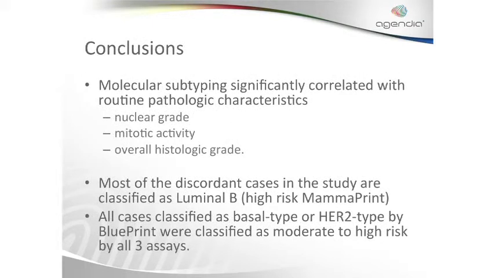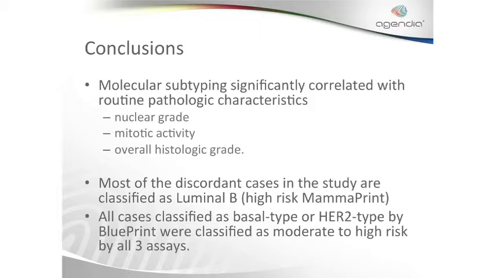Again, the other conclusion we came to is that molecular subtyping significantly correlated with routine pathologic characteristics like nuclear grade, mitotic activity, and overall histologic grade. So indeed, these things do share commonality, and the pathologists are probably not out of business. Okay? So good news for them. So most of the discordant cases from the study are classified as luminal B, or this high-risk MammaPrint group. And that's really the patients that we're most concerned about that we see.